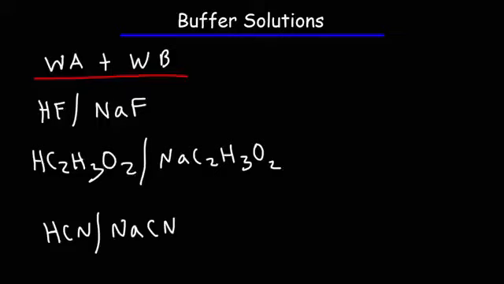The purpose of a buffer solution is to maintain a constant pH level throughout the solution. It resists changes in its pH. Now, it has the ability to do that because it contains both a weak acid and a weak base. So let's say if we have a solution of HF and sodium fluoride. So we have a buffer solution.